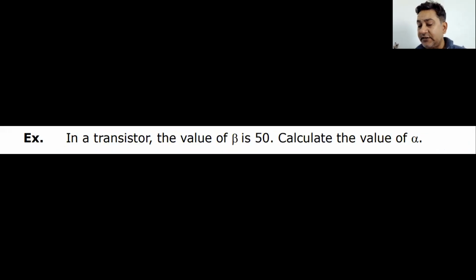If you remember the relations, you will be able to solve them easily. This is the first question that is going to be solved. In a transistor, the value of beta is 50. What is the value of alpha? If you don't remember the relation, it is gone. So remember the relation. I give you a minute to do it.